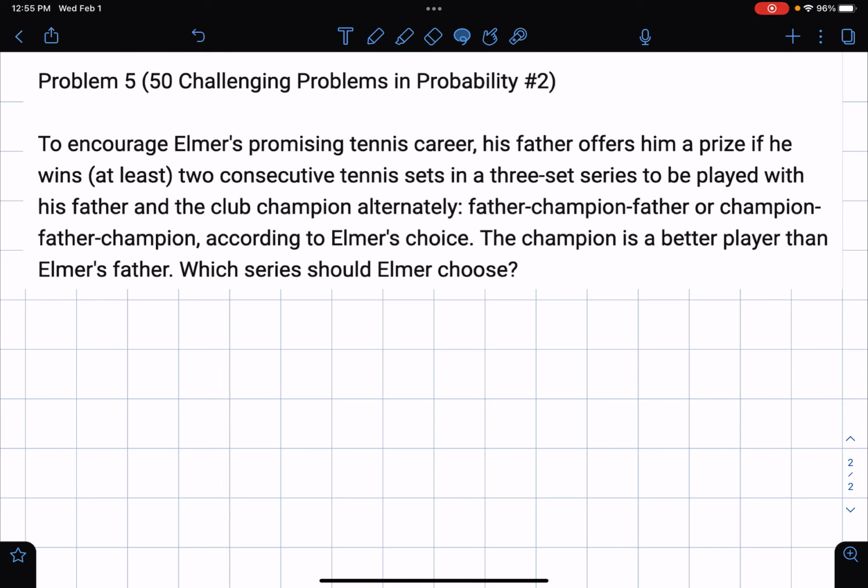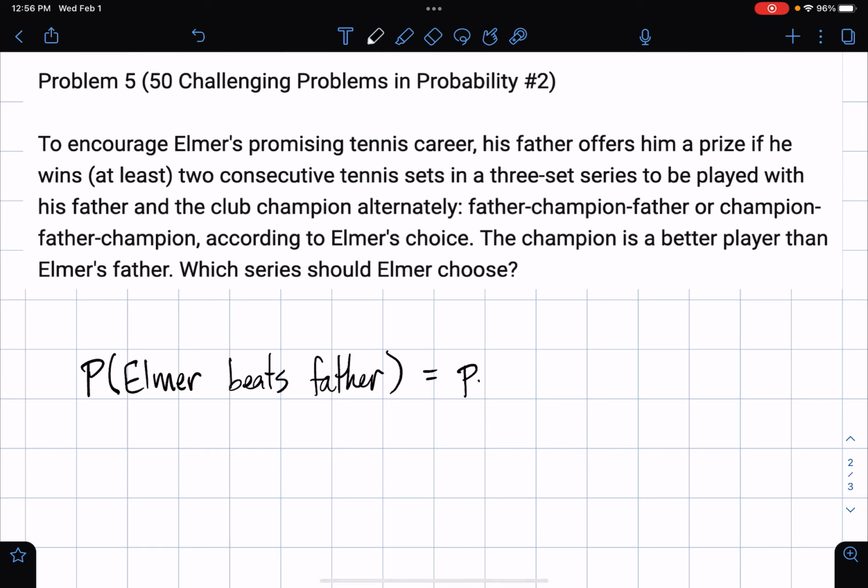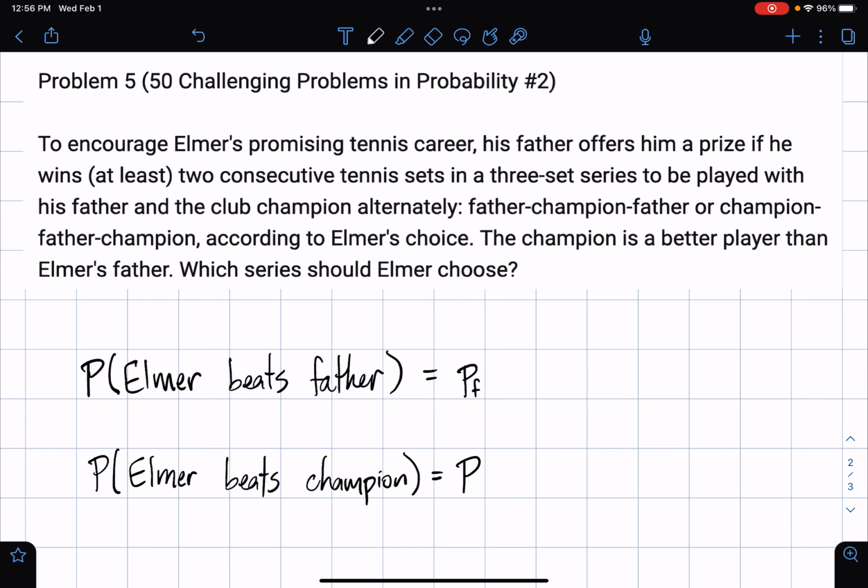All right, so for this problem, let's start off by assuming that the probability that Elmer beats his father is equal to, maybe let's call this P sub f. And the probability that Elmer beats the champion, let's call this P sub c.